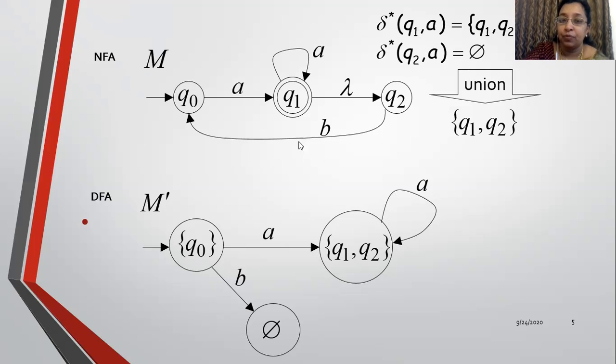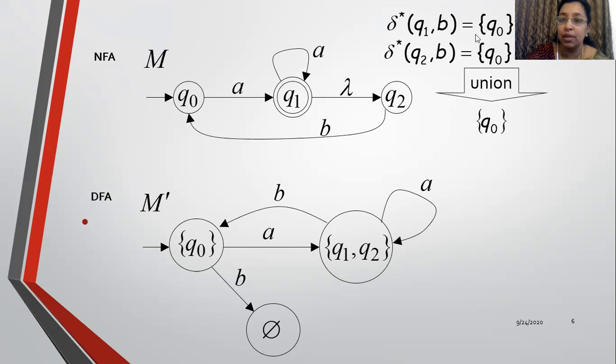Now what about B? Q1 on lambda moves to Q2, and Q2 on B goes to Q0. So Q1 on lambda B leads to Q0. Q1 on B leads to Q0. Q2 on B also has a direct edge to Q0, and there are no lambdas there, so you check only for lambda B and B alone. So it moves to Q0. So {Q1, Q2} on A gives {Q1, Q2}, and {Q1, Q2} on B moves to Q0.